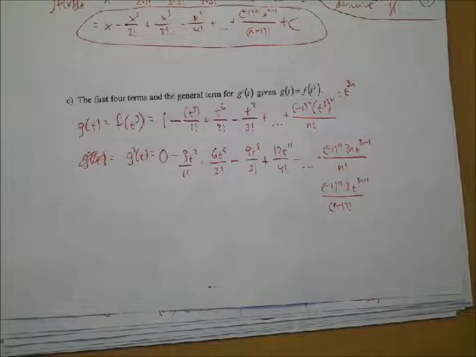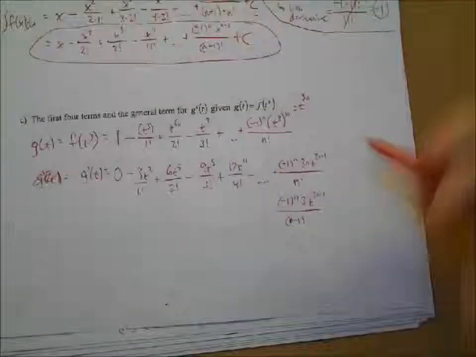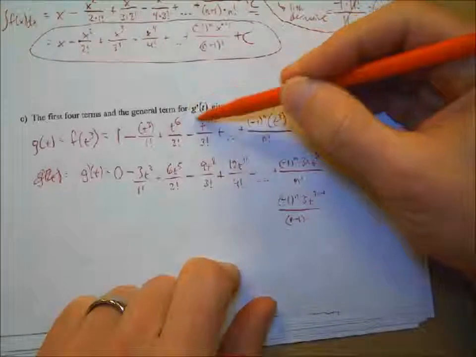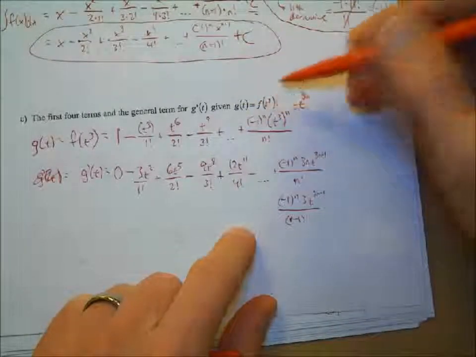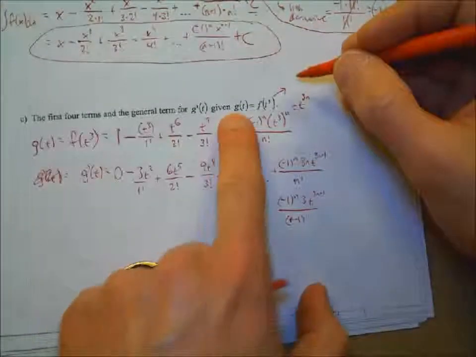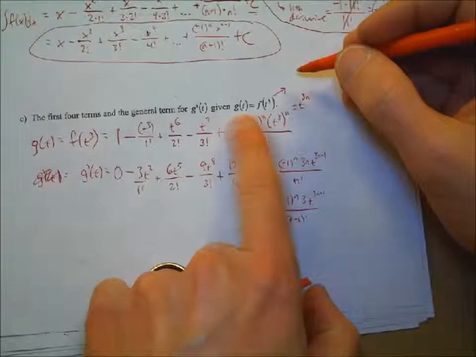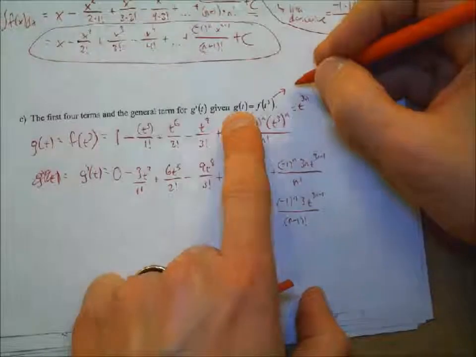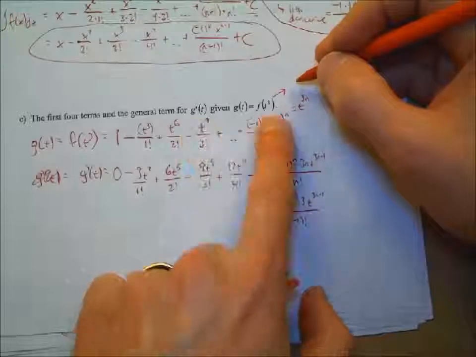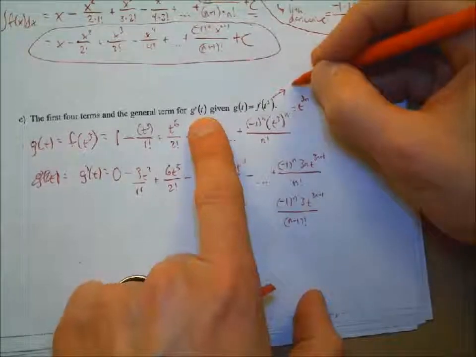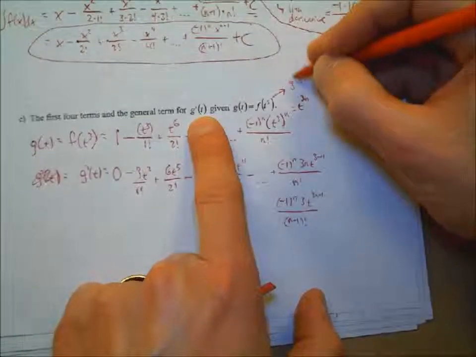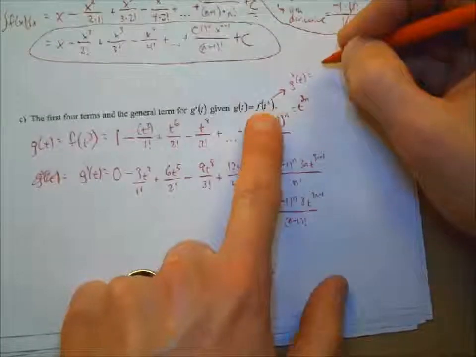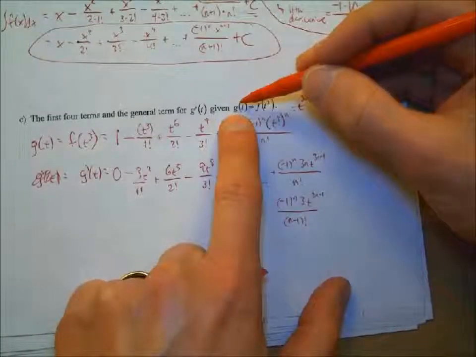Okay, now, this is not the only way to do this problem. An alternative we could have done, if we're trying to find g prime of t and we have this relationship, is to take the derivative of this. So let's think about that. If I'm trying to find g prime of t, then g prime of t is equal to the derivative of the right-hand side, since I took the derivative of the left-hand side.